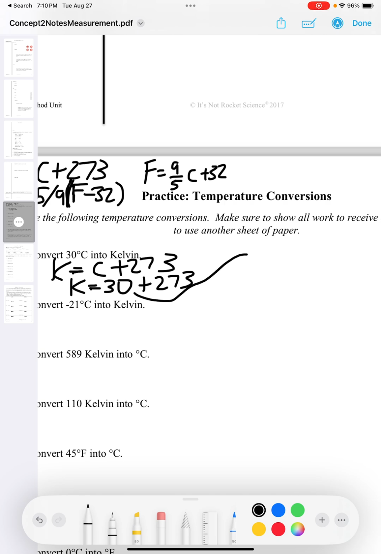And then all you need to do is simplify or type into your calculator. I'm gonna come over here because I'm out of space. 30 plus 273, and you'll get 303 degrees is what it is in Kelvin.